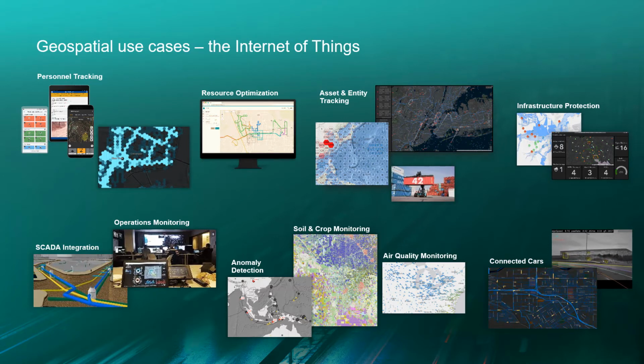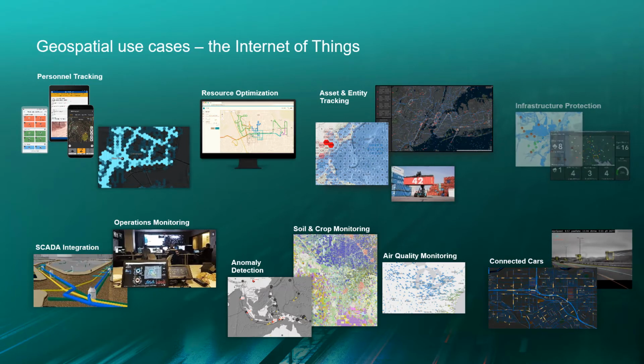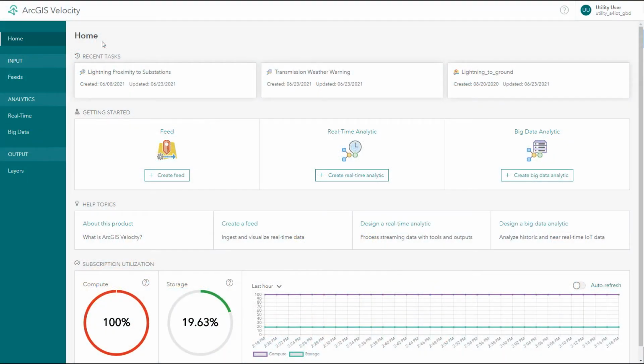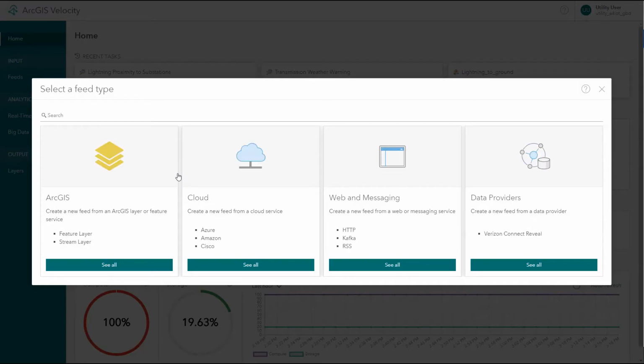Now, let's take a deeper dive into how we can utilize ArcGIS Velocity to protect critical infrastructure from incoming weather events. ArcGIS Velocity is a new real-time and big data capability for ArcGIS Online. It makes it easy for you to consume and analyze real-time information for monitoring. To bring in real-time tracks from sensors, assets, or vehicles, we get started by creating a feed.